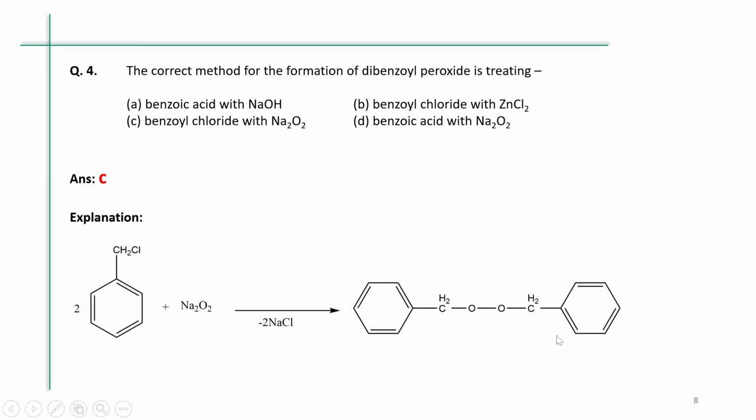This is the reaction scheme involved here. This is benzoyl chloride, and in the presence of sodium peroxide it will eliminate 2 NaCl, and a peroxide linkage will form between two benzoyl groups. Okay.